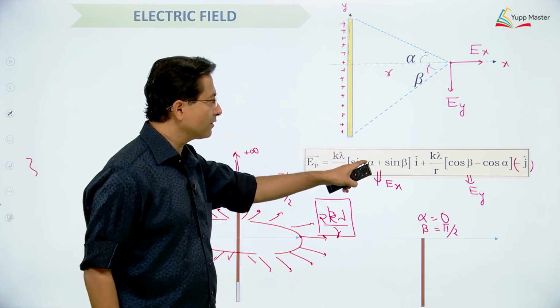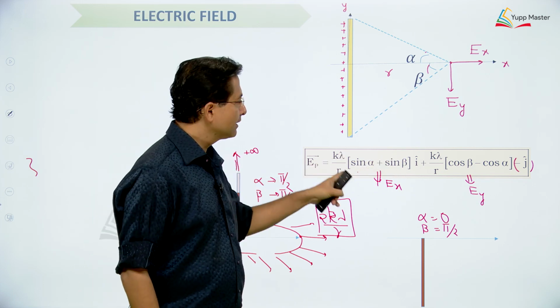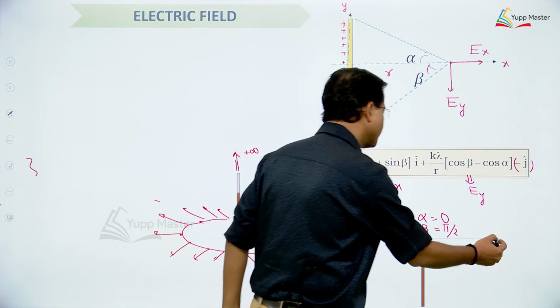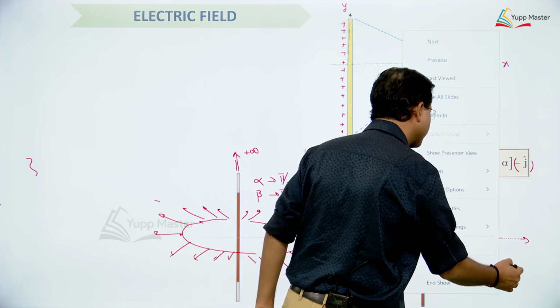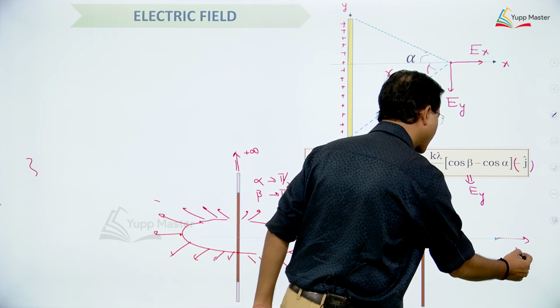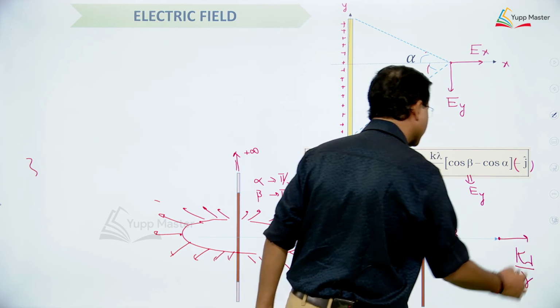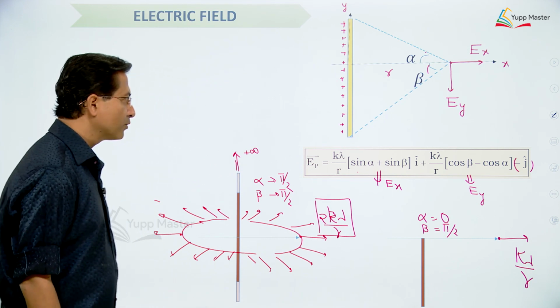So here you substitute alpha 0, beta pi by 2, then this quantity will be k lambda by r. So the x component of the field in this direction will be k lambda by r, that will be the x component at this particular point. What about the y component?